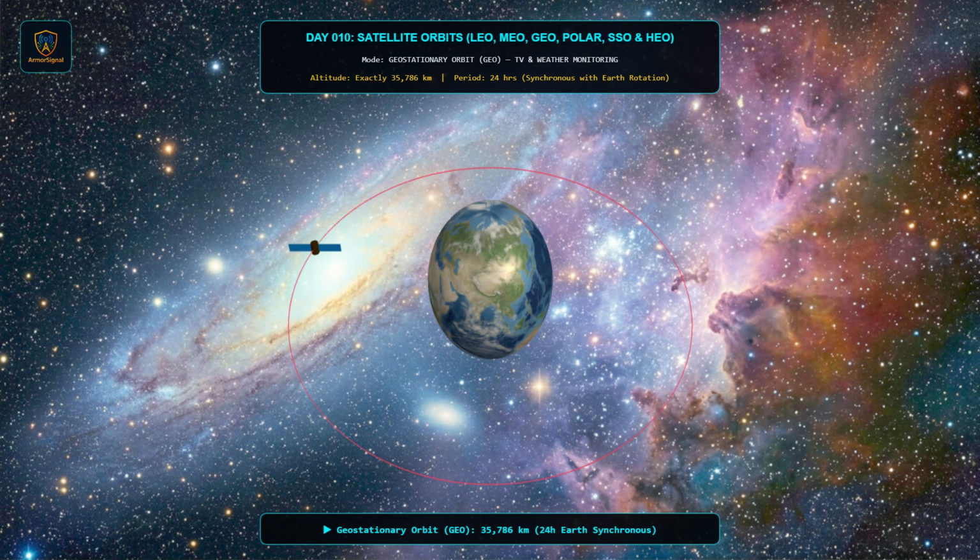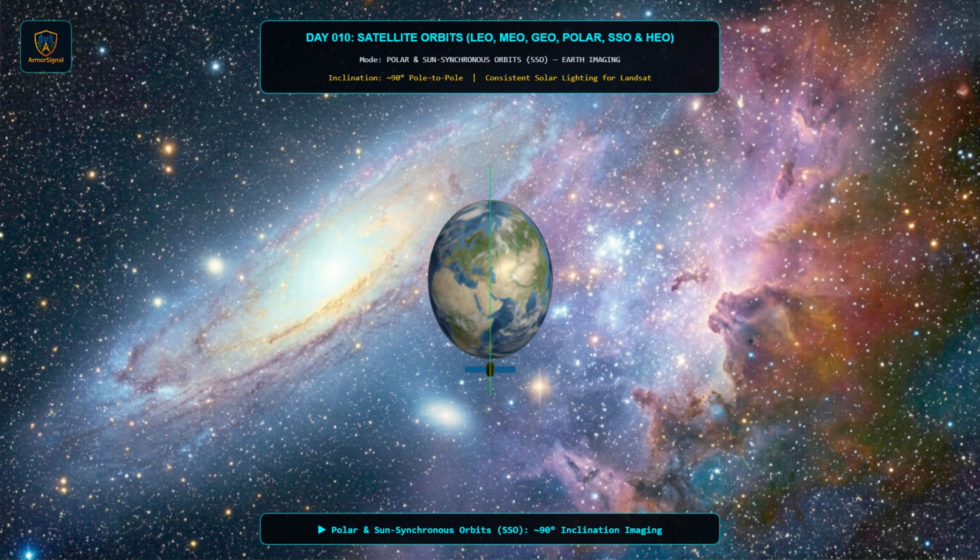Fixed at exactly 35,786 kilometers directly above Earth's equator lies Geostationary Orbit, GEO. At this precise altitude, the satellite's 24-hour orbital period perfectly matches Earth's rotational speed, keeping the satellite permanently locked over a single ground location for broadcast television and weather monitoring.